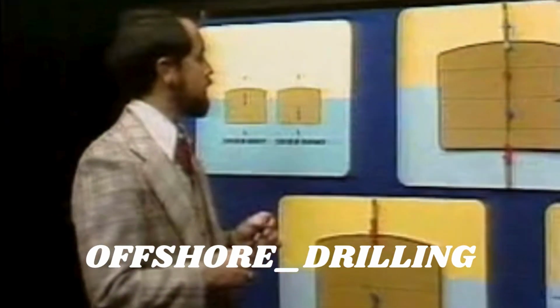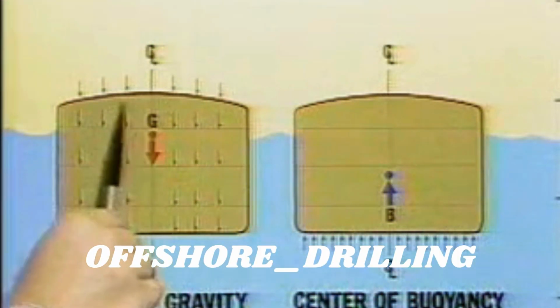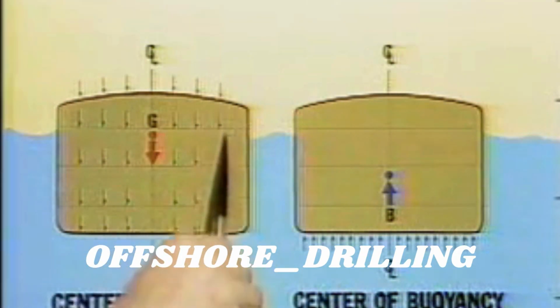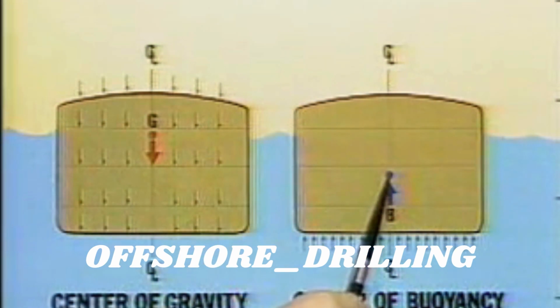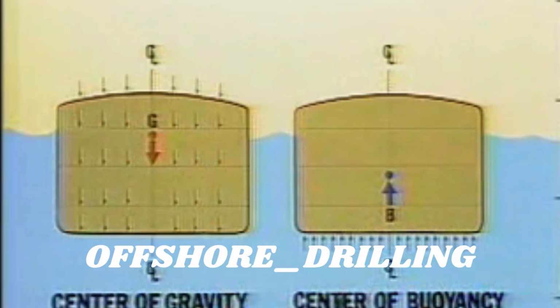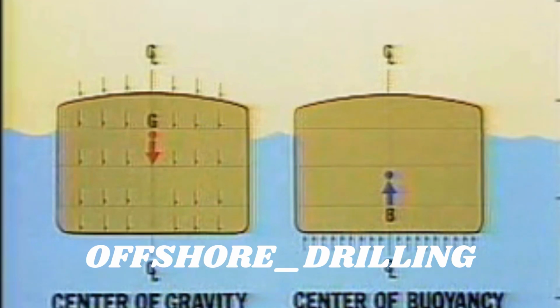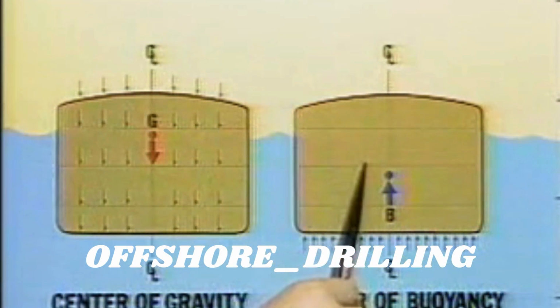We defined the center of gravity as that point in a vessel where all of the vertically downward forces of weight appear to act. We defined the center of buoyancy as that point in a vessel where all of the vertically upward forces of support or buoyancy can be considered to act. We also said that the center of buoyancy is the center of volume of the immersed portion of the hull.